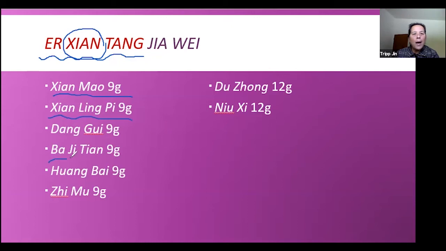And we also have Ba Ji Tian to tonify kidney yang, Dang Gui to tonify blood, Du Zhong to tonify the kidney, and Niu Xi to tonify the kidney. So we have a lot of herbs to tonify the kidney here. When we talk about regulating Chong and Ren, their function is related to the kidney. And then we have another two herbs to clear heat, Huang Bai and Zhi Mu. That mainly clears heat from the lower jiao, and clears deficiency kind of heat, not excessive heat.